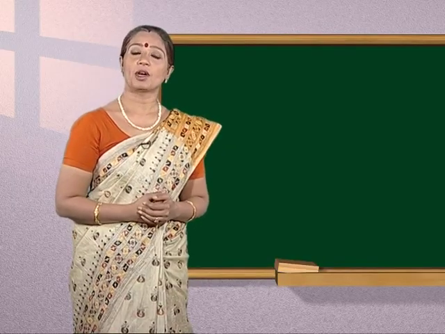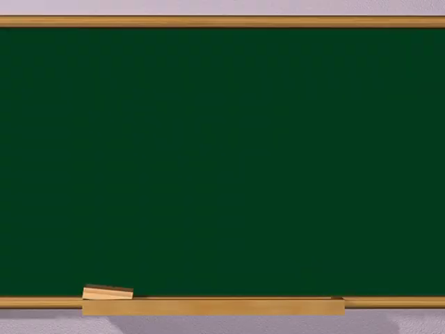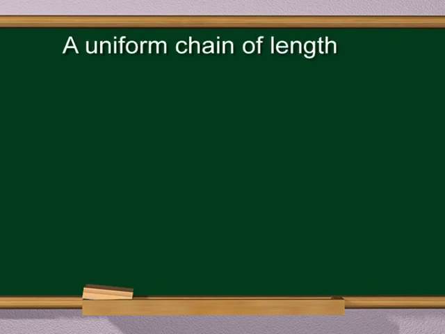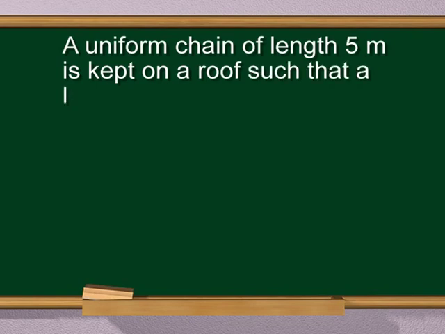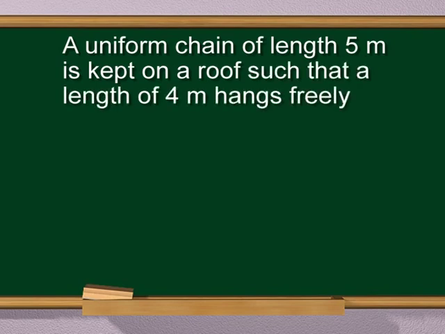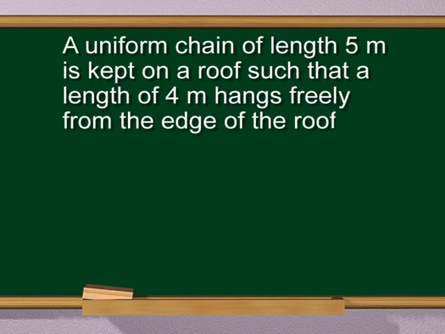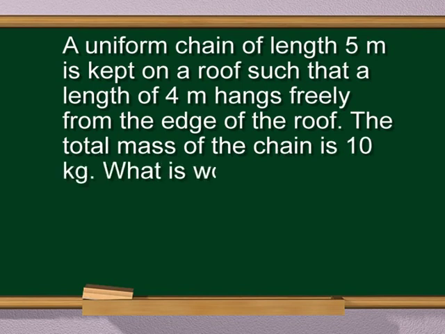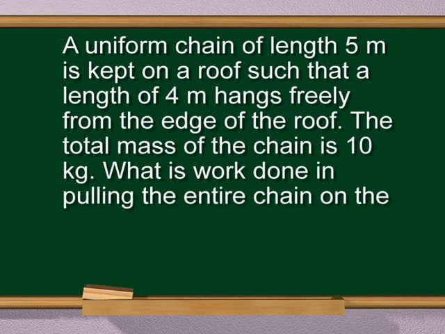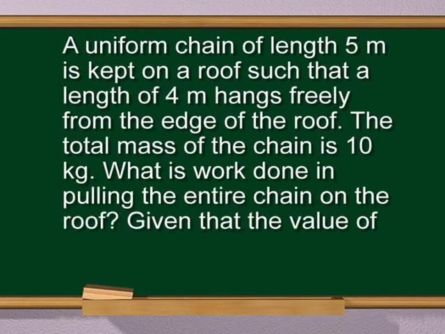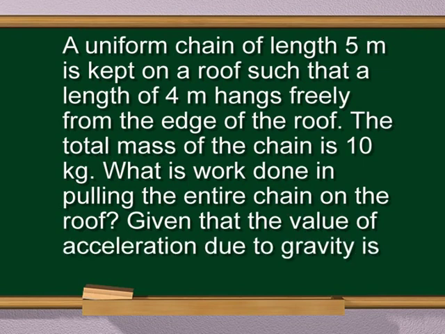A uniform chain of length 5 meter is kept on a roof such that a length of 4 meter hangs freely from the edge of the roof. The total mass of the chain is 10 kilogram. What is the work done in pulling the entire chain on the roof, given that the value of acceleration due to gravity g is equal to 10 meter per second square?